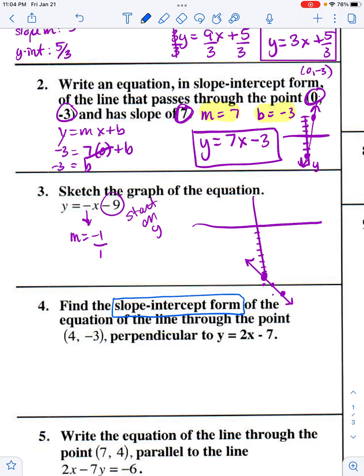So again, find slope-intercept form. So obviously, that's going to be on the test. You know what else I would want to know from that? Horizontal lines.